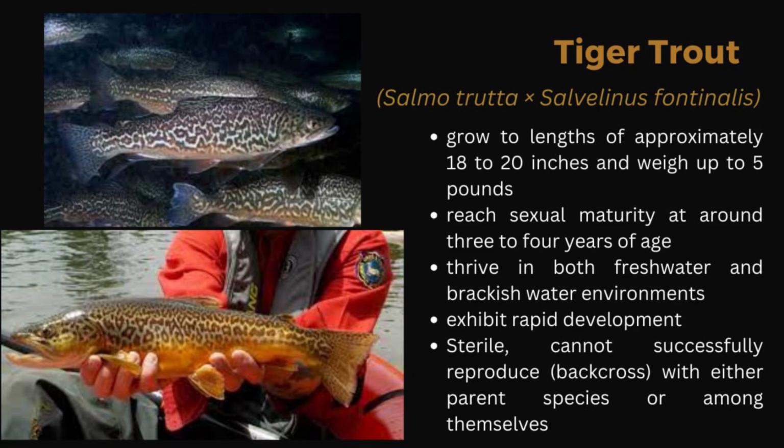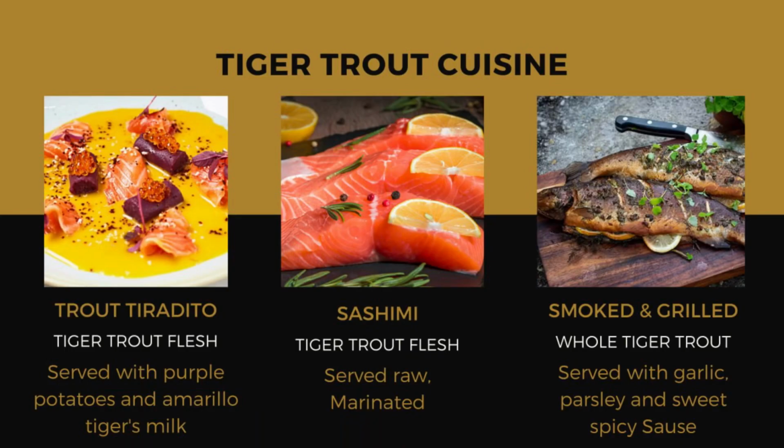Next are examples of tiger trout cuisine. The first one is the trout tiradito, which is the tiger trout flesh. It is served with purple potatoes and amarillo tiger's milk. Next is sashimi, which is also the tiger trout flesh, but it is served raw and marinated. And then the next is smoked and grilled, which is the whole tiger trout served with garlic, parsley, and sweet spicy sauce.